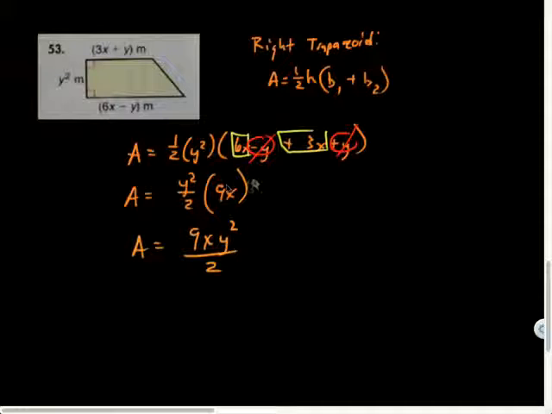If it helps, you can put this little 9x over 1 so you can multiply across. But yeah, so that's that. Is that what the book said? Yeah, that's how they wrote that as well.